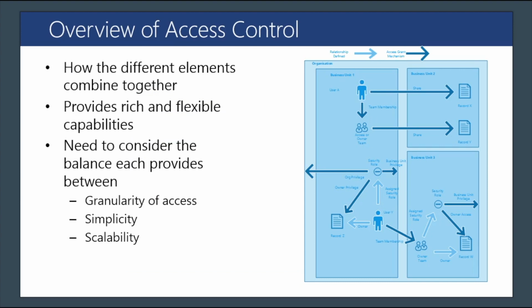So all of these components that we're going to discuss today can be used in combination to ensure that you're providing the appropriate security model for your application and leveraging the best component for your various security requirements. We'll talk through how the various elements can combine together to give you a robust security model within your application. And as we mentioned, it's always important as you're defining your security model to consider the balance that each provides, from granularity of access to simplicity of management, and what's going to be the most scalable approach for your application.